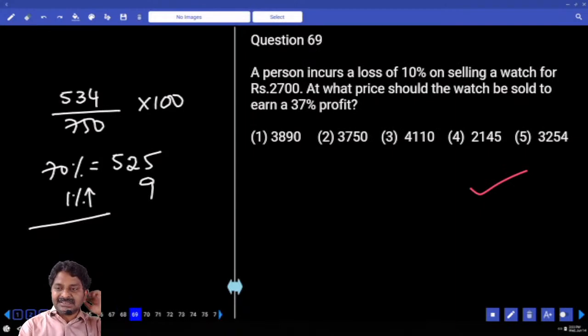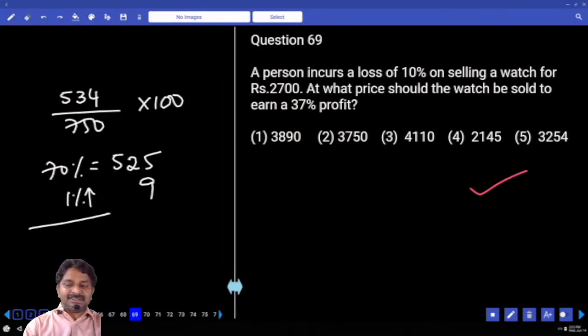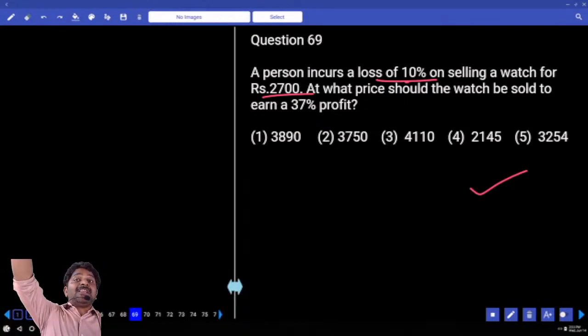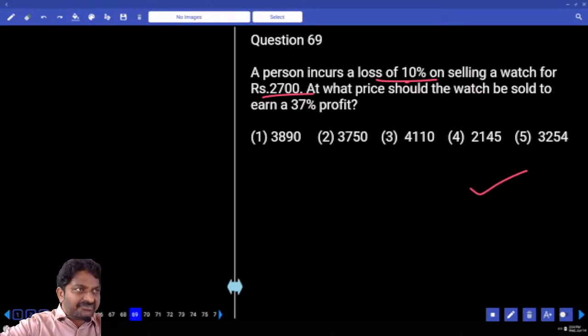A person incurs a loss of 10% on selling a watch for 2,700. At what price should the watch be sold to earn a 37% profit? After a 10% loss, the value becomes 2,700. That means the original value is more than 2,700 or less than 2,700? Take some round figure.